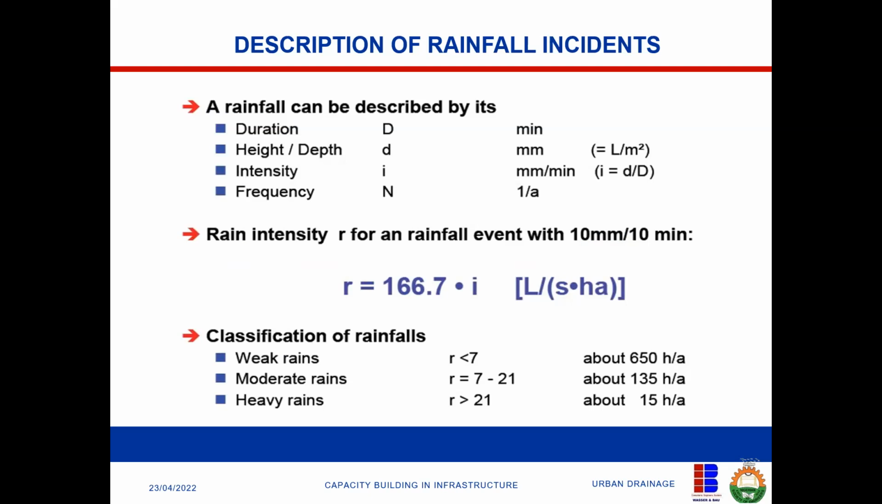Anywhere you see D, it represents the duration of rain. A rain can be described by its elements. What are those elements? The duration, because every rain must have a duration. The depth, D, in millimeters. The intensity, in millimeters per hour, so intensity is depth over duration. The frequency, as I said, is the inverse of the return period. In the past, to get your rain intensity, you simply multiplied by a factor of 167 times the intensity, but that is no longer being used now.